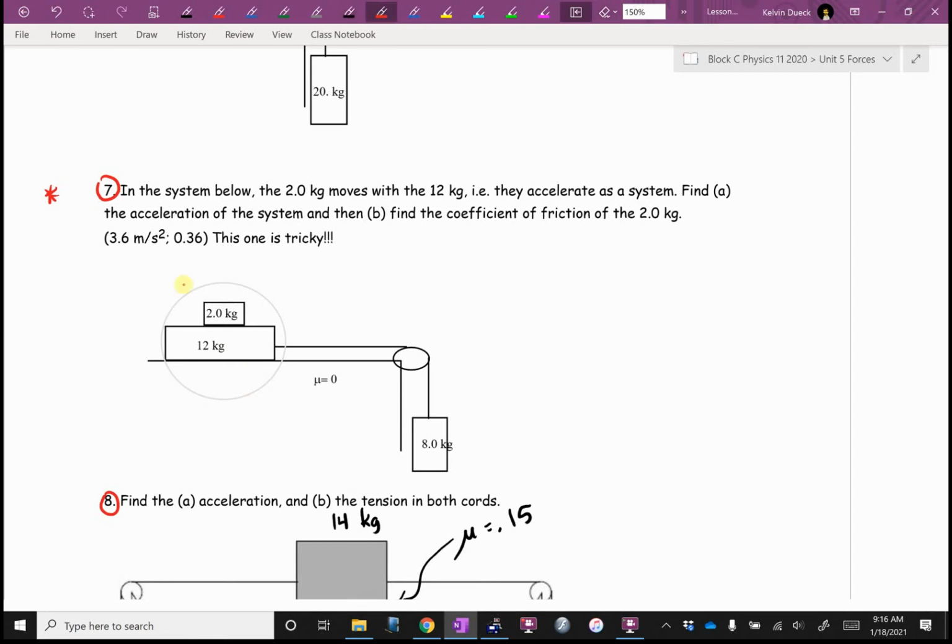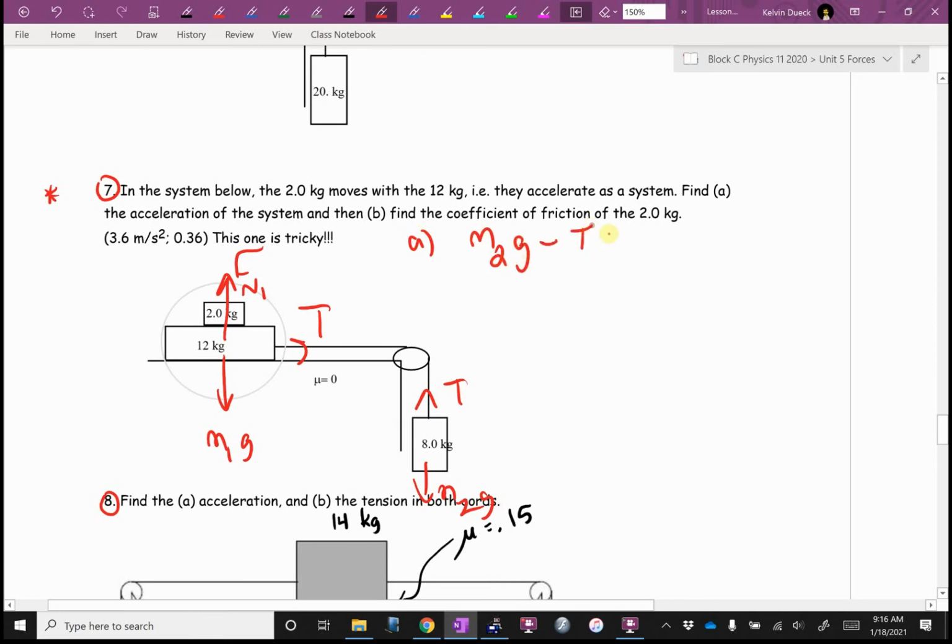You're going to have M1G, where M1 is 14. Normal force number 1, tension, M2G, tension. And so to get the acceleration, it's going to be M2G minus tension plus tension equals M all A. Why didn't M1G show up in this equation? It's not along the rope.